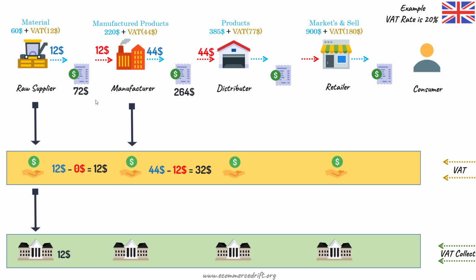Now, the manufacturer is a tax collector for the distributor, and it's going to pay $44 of output VAT minus the $12 of input VAT equals $32 of VAT that will be paid to the tax authority. Now, if you've been following up till now, I would recommend that you pause this video right now and calculate the VAT for the distributor and the retailer.